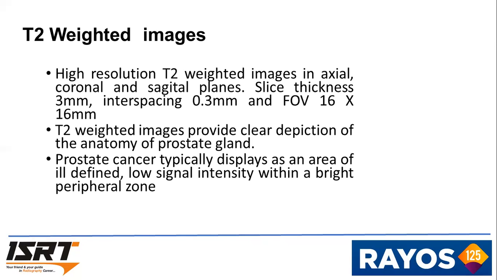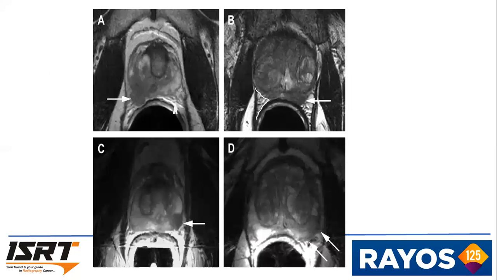T2 weighted images provide clear depiction of the anatomy of the prostate gland. Prostate cancer typically displays as an area of ill-defined low signal intensity within a bright peripheral zone. Here we can see the T2 weighted images of prostate gland. This is the high resolution axial images of prostate gland.